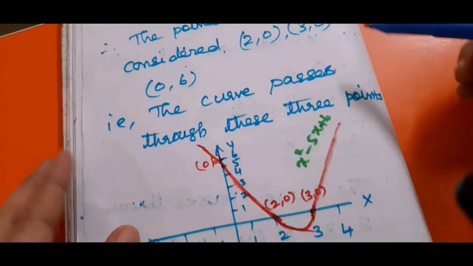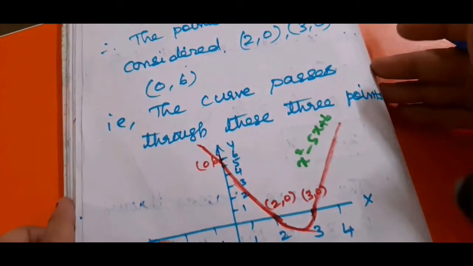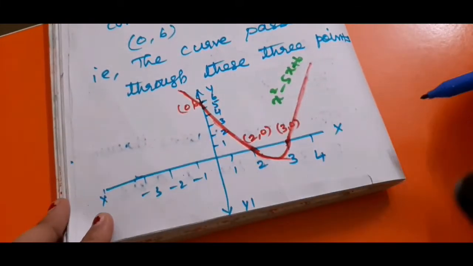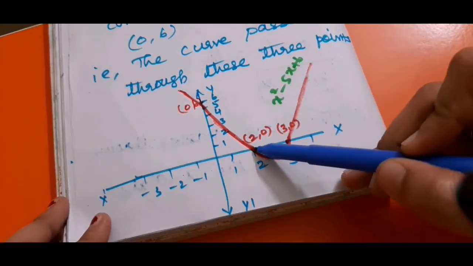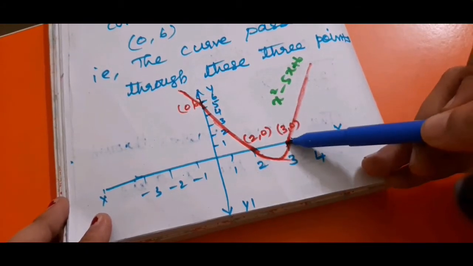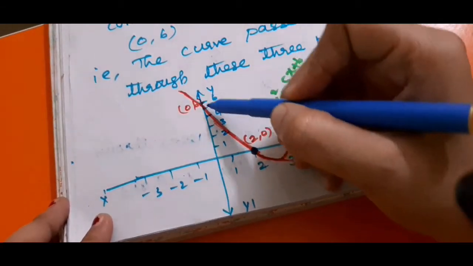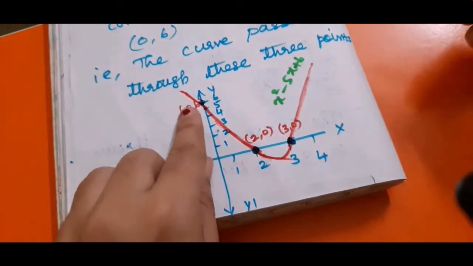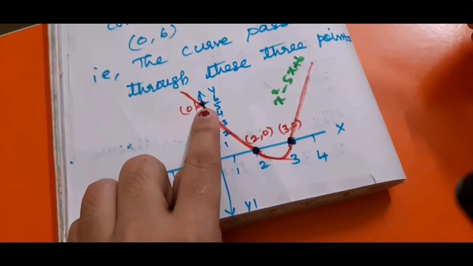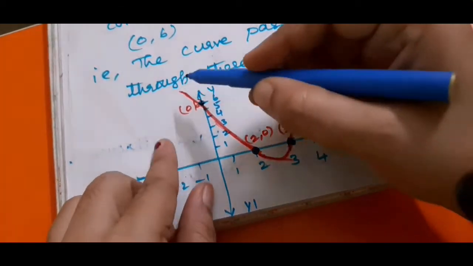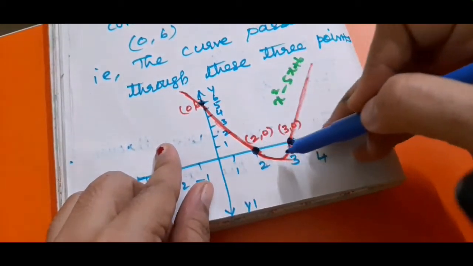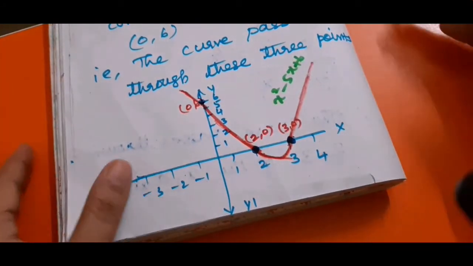So the rough sketch can be drawn by marking the axes. It passes through 2, 3 on the x-axis. So just mark the point, and it passes through 0, 6 on the y-axis. So through these 3 points I can draw this curve.